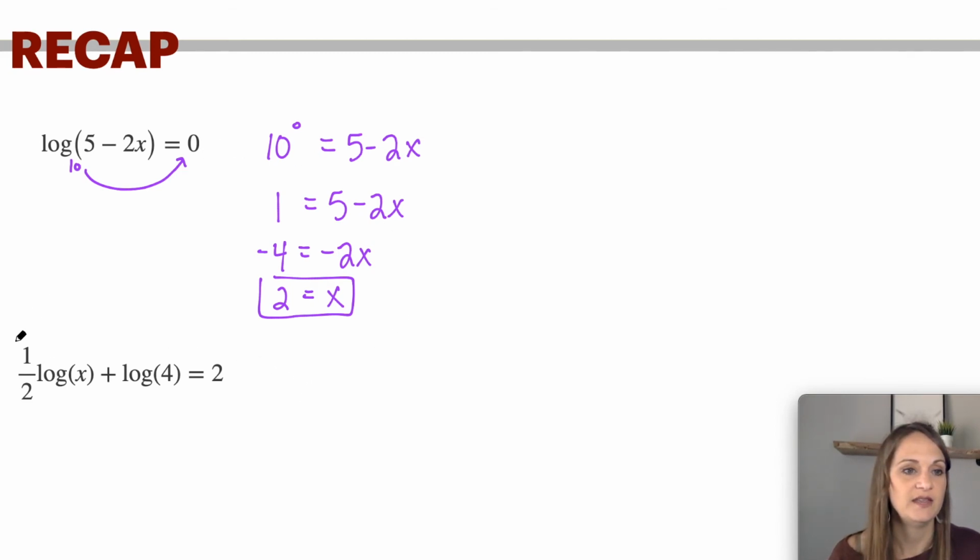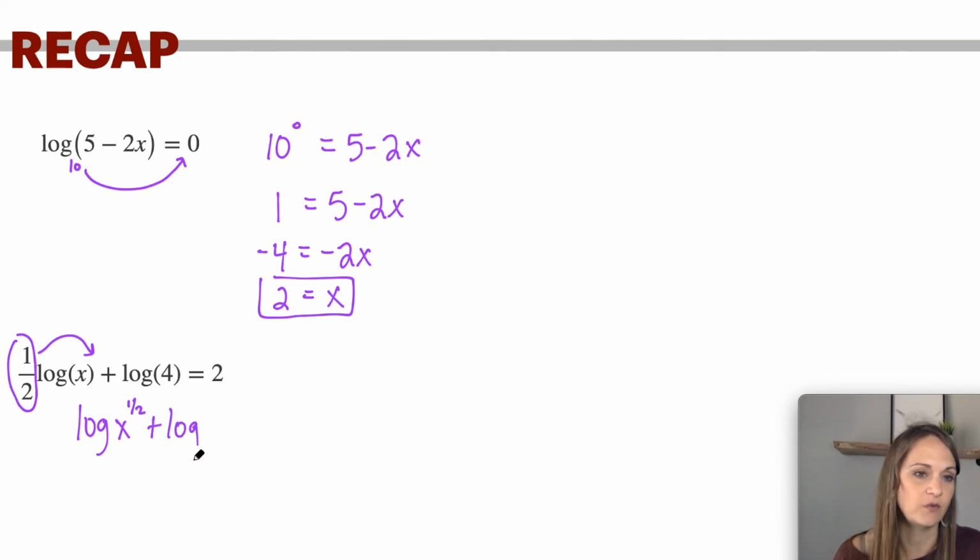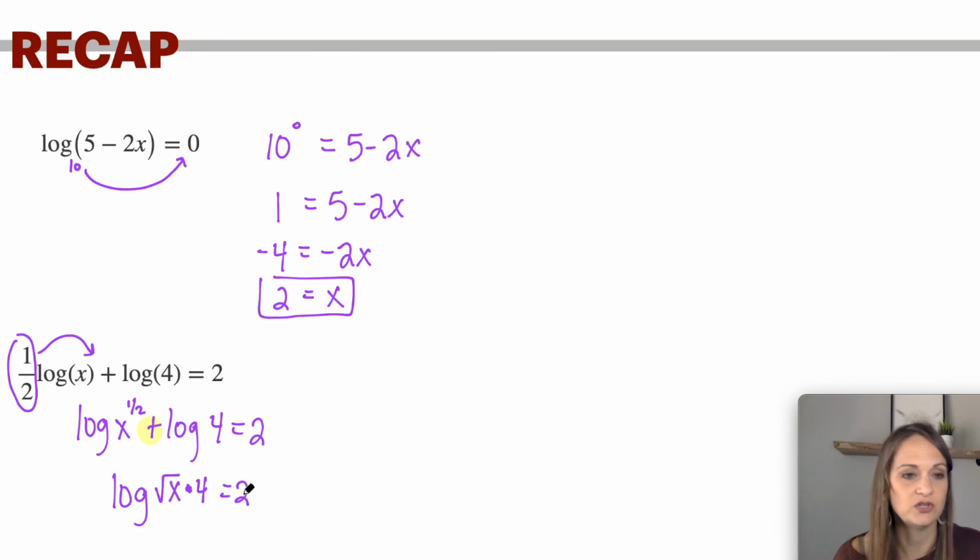That does work. In this case, I need to get the 1/2 back. So this is log of x to the 1/2 plus log 4 equals 2. Now this addition means that I can multiply. So this is log of x to the 1/2, or you could just say square root of x, times 4 equals 2. Now you got to get rid of the log by making it an exponential. So if you think about the fact that this has an understood base of 10, 10 to the 2nd power equals 4 times square root of x.